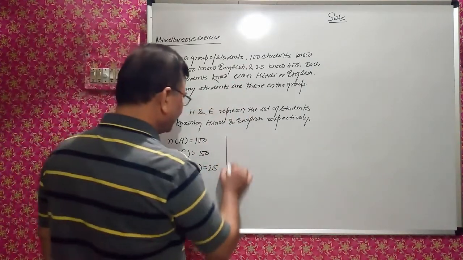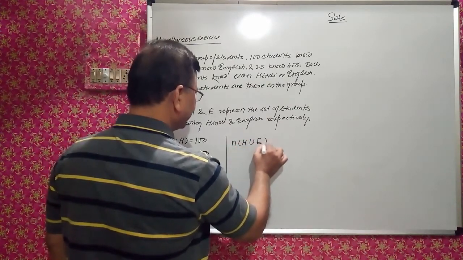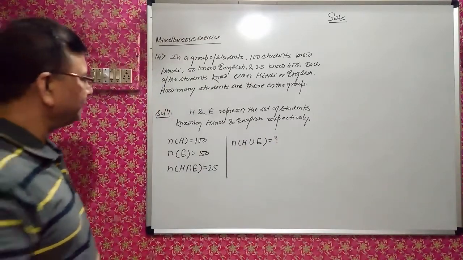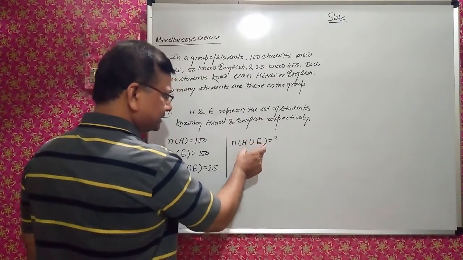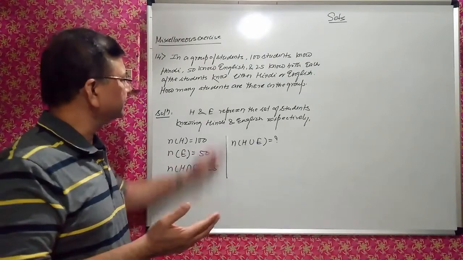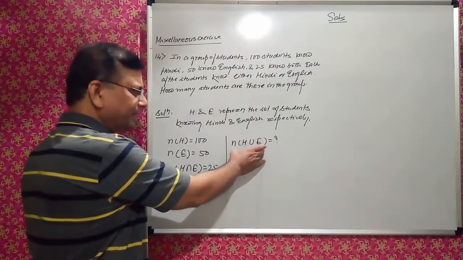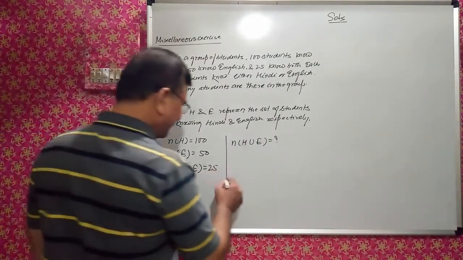Means we want N(H union E), the total number of students, right? Means either Hindi or English. Those students either know Hindi or English. It's mentioned either Hindi or English. So the total number of students will be this. This you have to find out. So it is very simple.